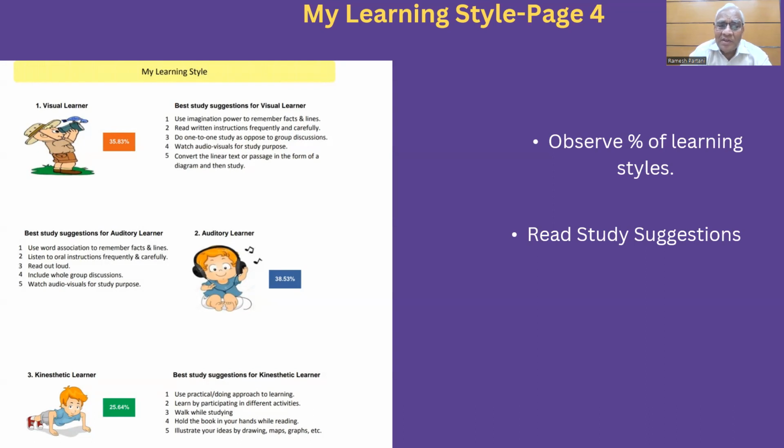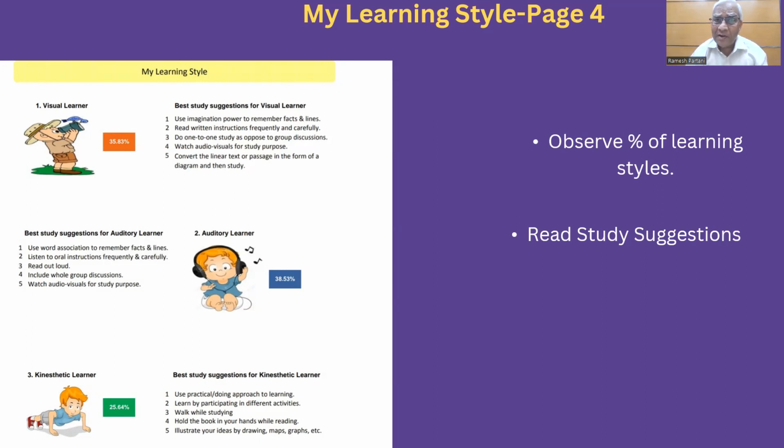So therefore, the study suggestions are given on the left side of the auditory learning percentage. If you see, particularly serial numbers 3, 4, and 5 are important. The third one says read out loud. So whenever this child reads loudly, eyes are seeing, ears are hearing. And what goes into his brain through the ears, he learns faster. Next one is include whole group discussions.